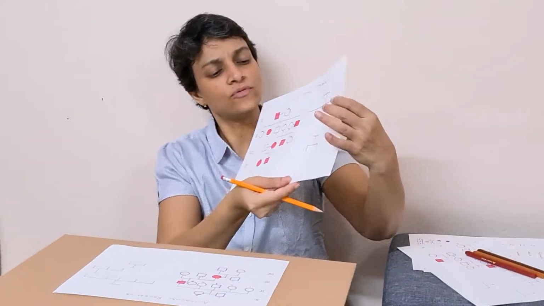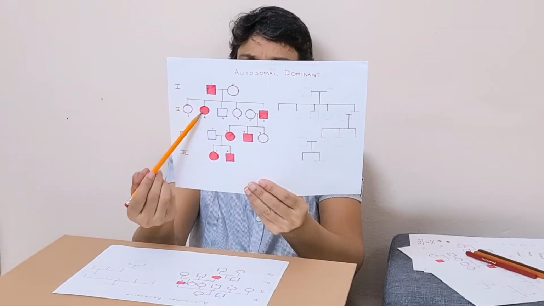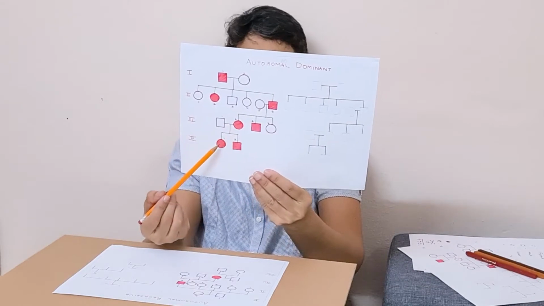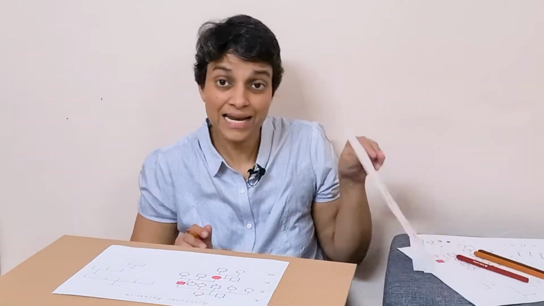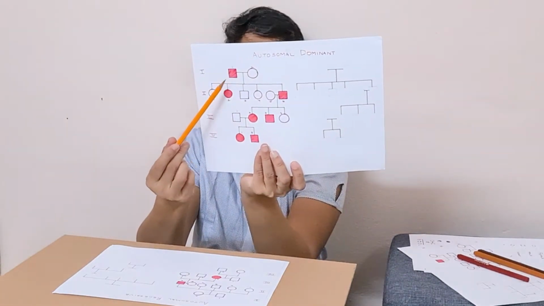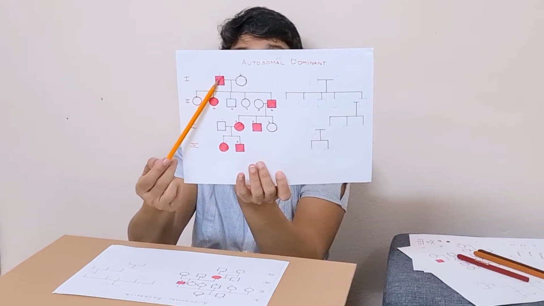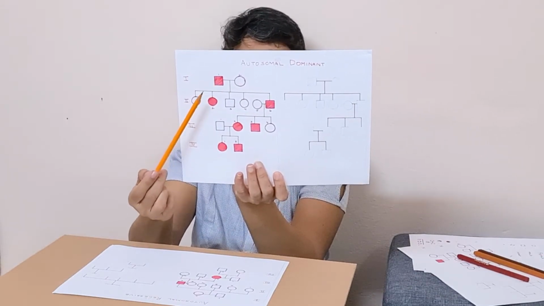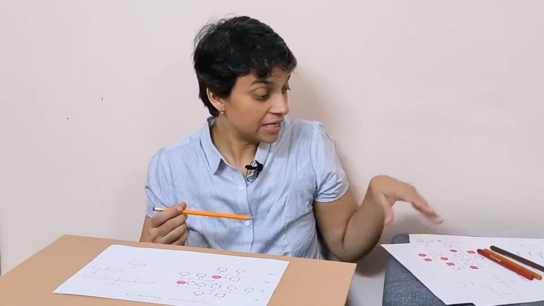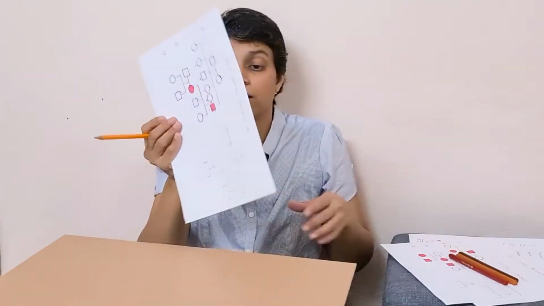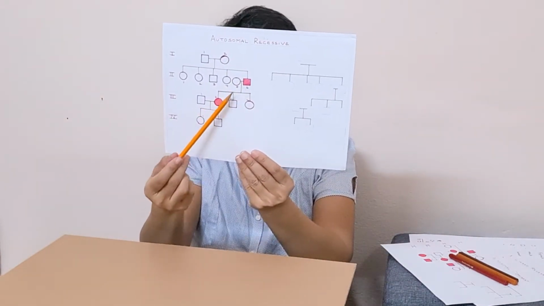Here I'm showing one more pedigree, autosomal dominant. See, males are affected, females are affected. Males, females, males, females, males, females, equally affected. Males and females are equally affected irrespective of which parent is affected. I want you to concentrate on this. Irrespective of which parent is affected, male and female children are equally affected. In this pedigree also, males and females both show the disease.